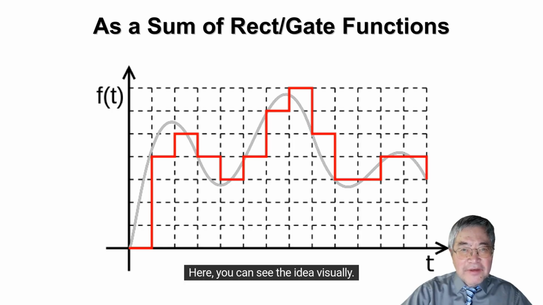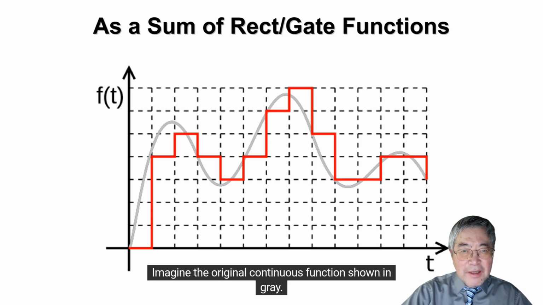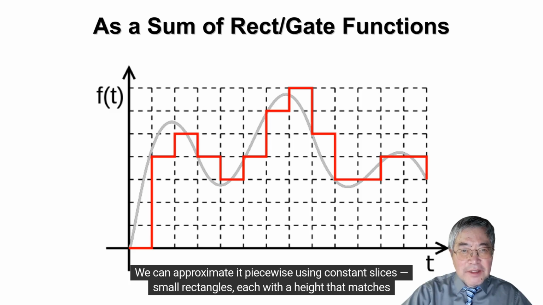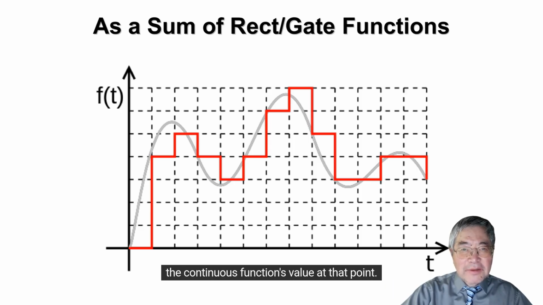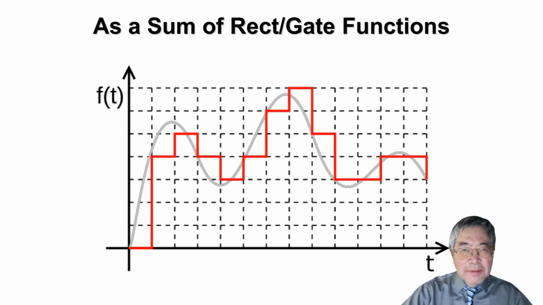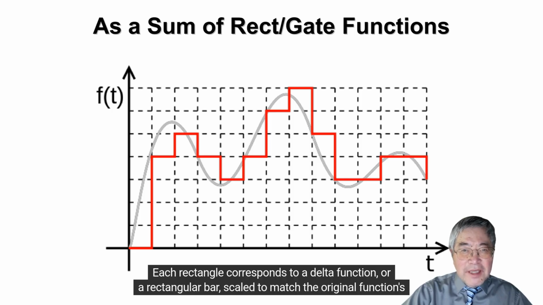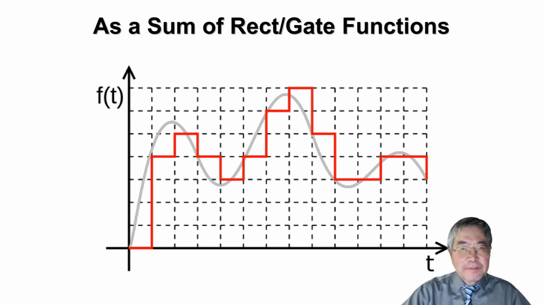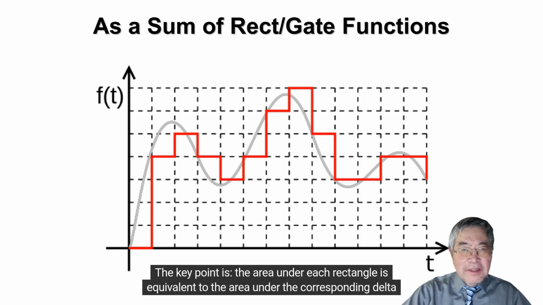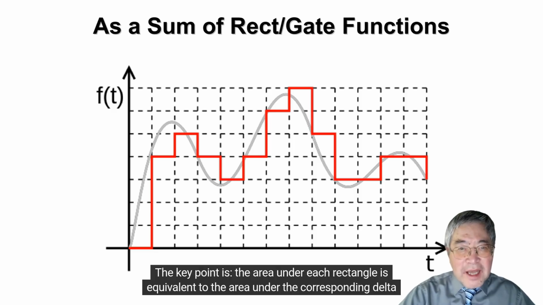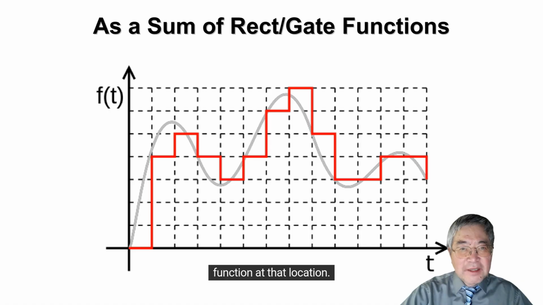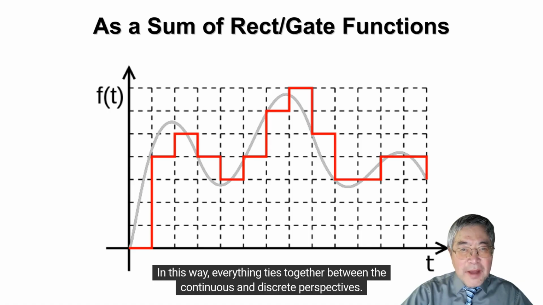Here you can see the idea visually. Imagine the original continuous function shown in gray. We can approximate it piecewise using constant slices, small rectangles, each with a height that matches the continuous function's value at that point. Each rectangle corresponds to a delta function, or a rectangular bar scaled to match the original function's height. The key point is, the area under each rectangle is equivalent to the area under the corresponding delta function at that location. In this way, everything ties together between the continuous and discrete perspectives.